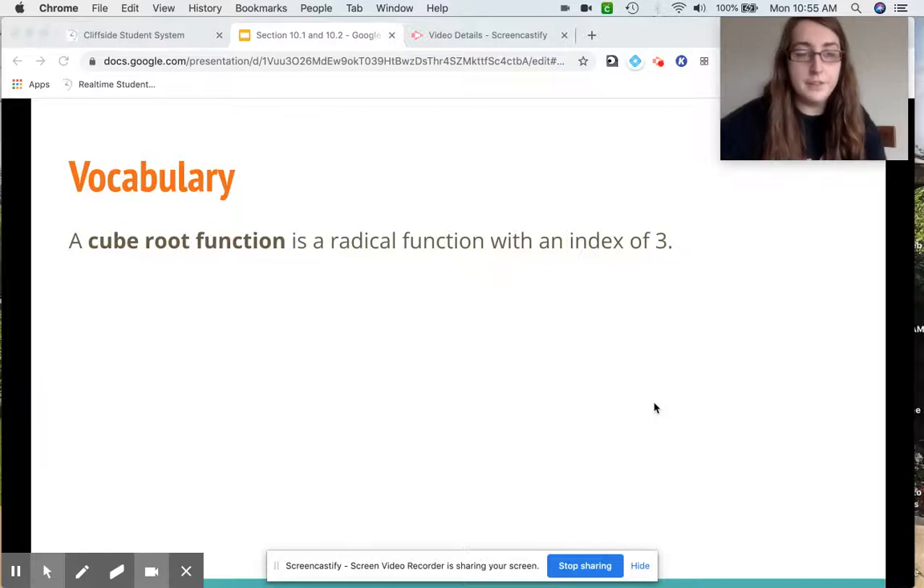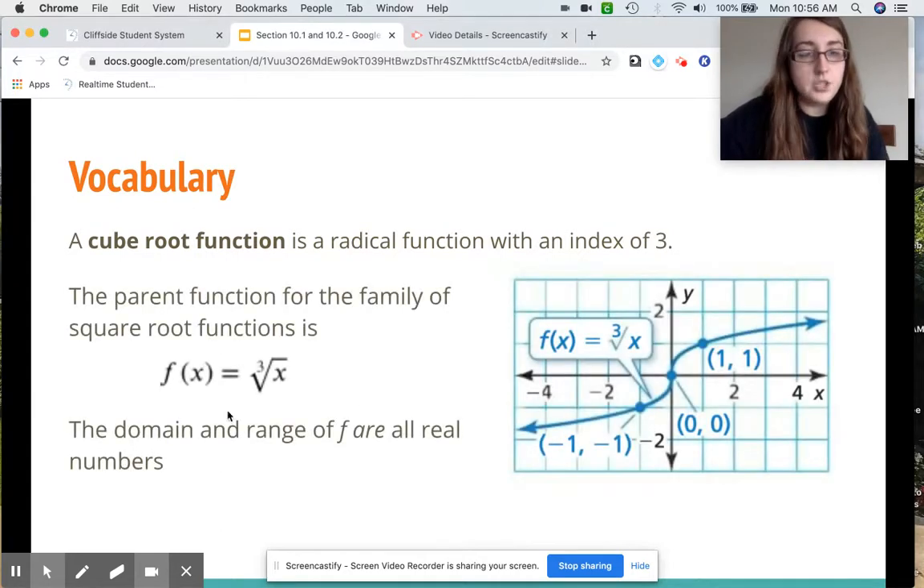So the last video focused primarily on square root functions, and at the end I briefly talked about cube root functions. So this video is going to talk just about cube root functions and the different transformations that you can apply to a cube root function, just like you apply to a square root function. So again, a cube root function is just a radical function with an index of 3 instead of an index of 2. But the graph of a cube root function is different than the graph of a square root function.